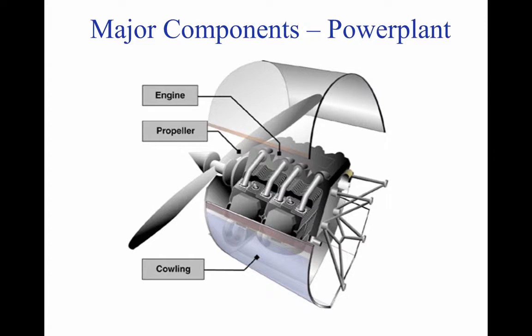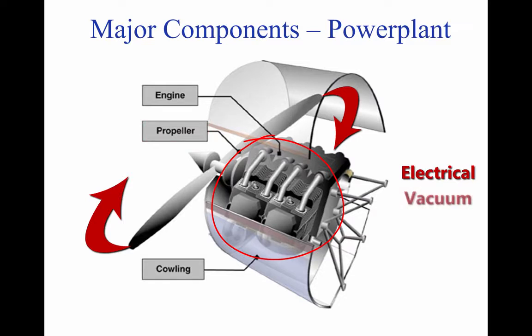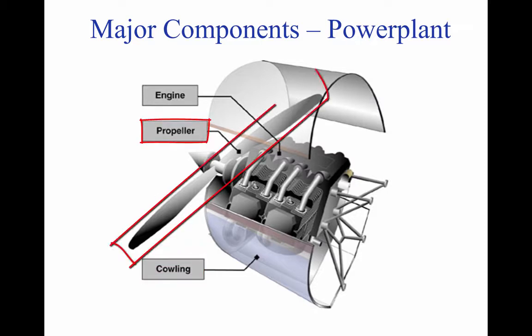The power plant usually includes both the engine and the propeller. The primary function of the engine is to provide the power to turn the propeller. It also generates electrical power, provides a vacuum source for some flight instruments, and in most single-engine airplanes, provides a source of heat for the pilot and passengers. The engine is surrounded by a cowling, which makes the engine more streamlined and provides a way to duct air over the cylinders. The propeller mounted on the engine translates the engine's turning force into thrust.